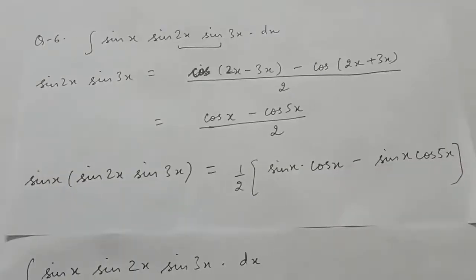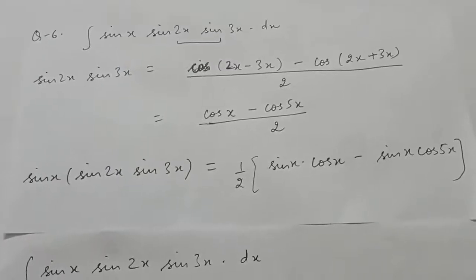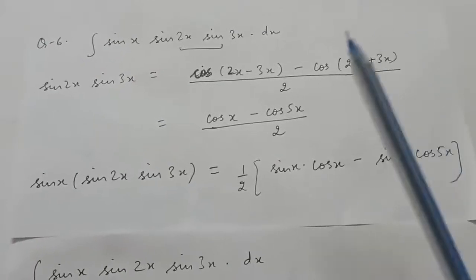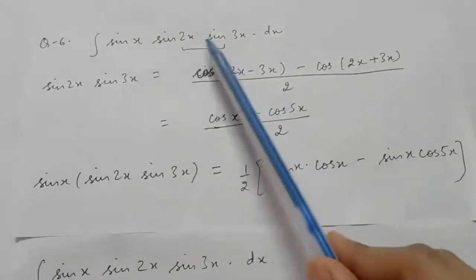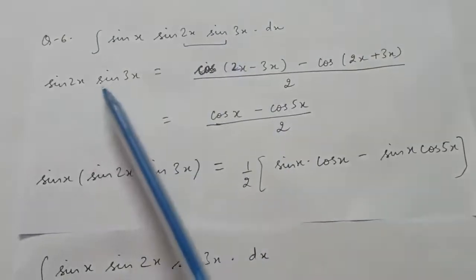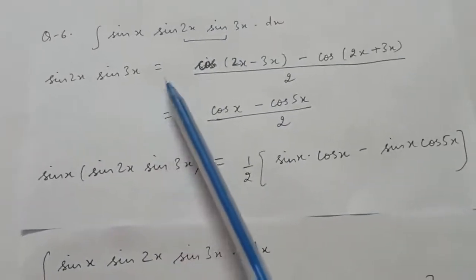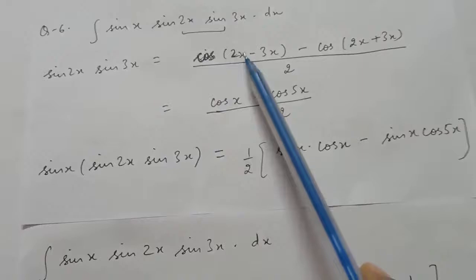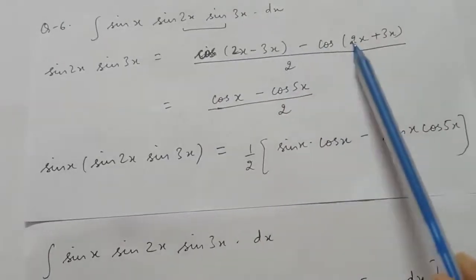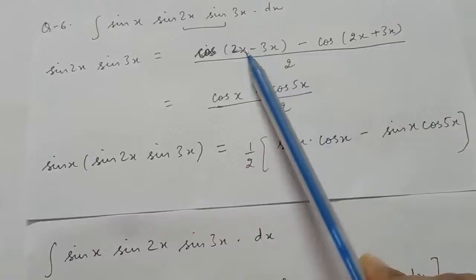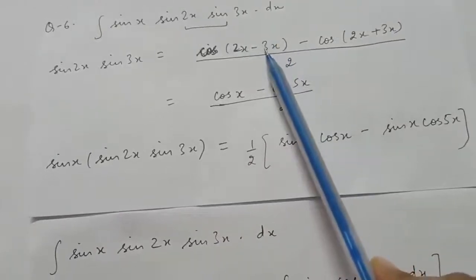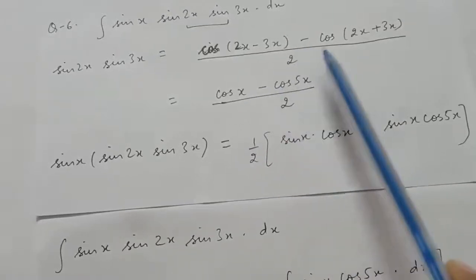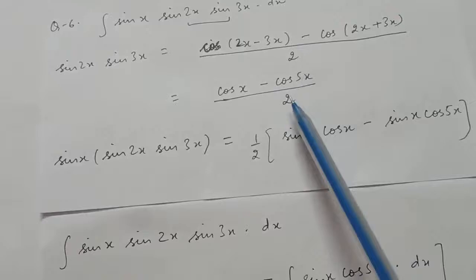Question 6th is integral of sin x into sin 2x into sin 3x into dx. So we will apply the identity of 2 sin a sin b in this. So first of all I have taken these two terms, sin 2x into sin 3x, which is equal to 1 by 2 into (cos (a minus b) minus cos (a plus b)). Now cos (2x minus 3x) will be cos of minus x, but cos of minus x is cos x only, minus this will be cos 5x upon 2.